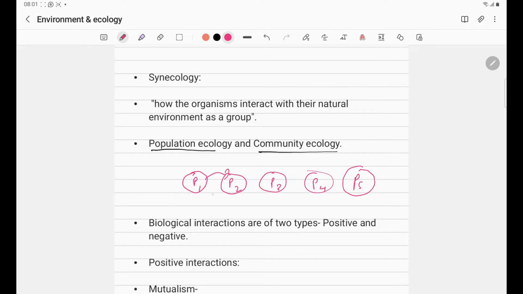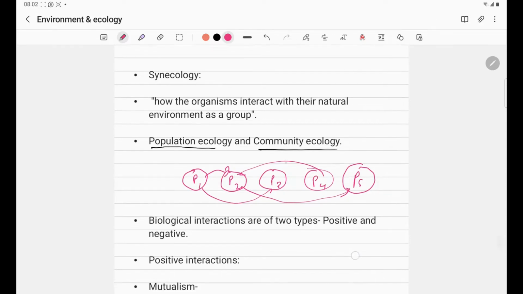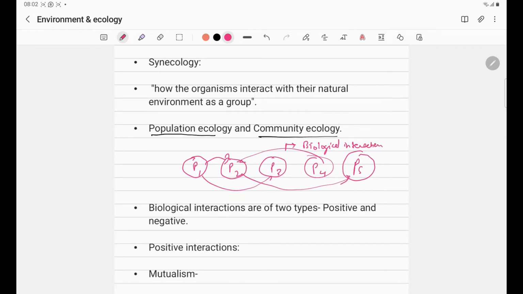So there are different kinds of interactions between different populations. Now these interactions are studied in synecology: how different populations within a community are interacting with each other. These interactions are called biological interactions. And these biological interactions between populations can be of two types. It can be either positive or negative.